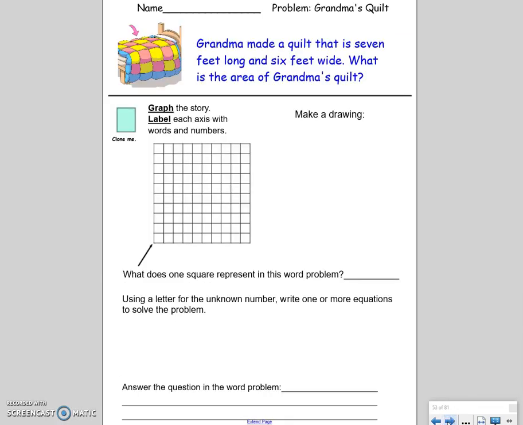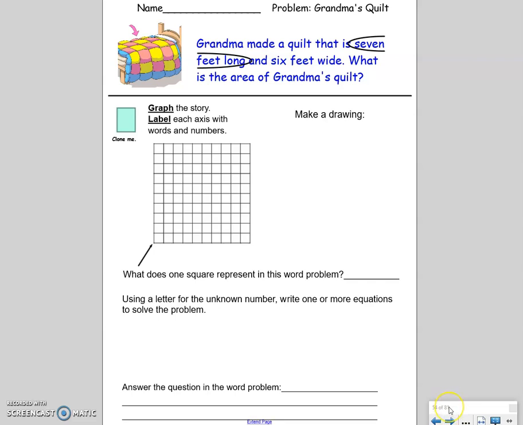Let's read the problem again, and as I read, I want you to really listen for any key details that we're going to use to solve the problem, any information that they give us. Grandma made a quilt that is 7 feet long and 6 feet wide. What is the area of Grandma's quilt? Ooh, right away, I heard it tell me that the quilt is 7 feet long. I know that that's a length, and that area is length times width. So 7 feet long is going to be a piece of information I'll need.